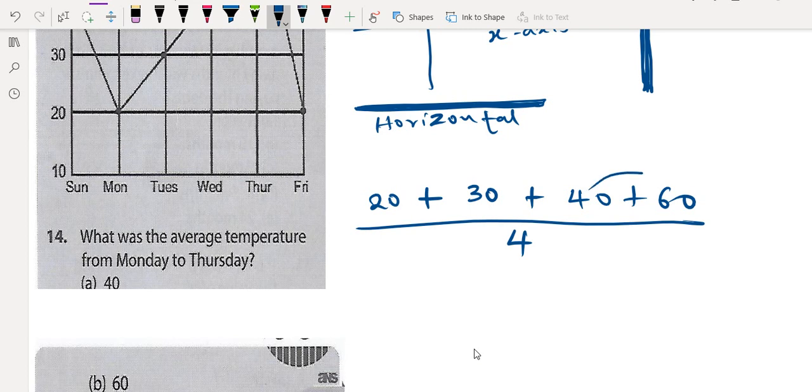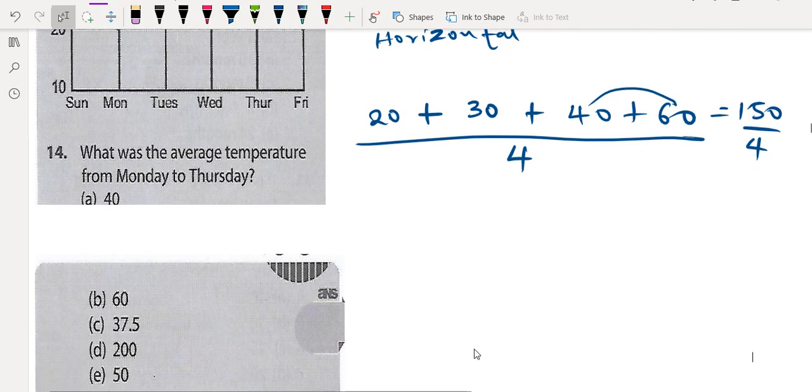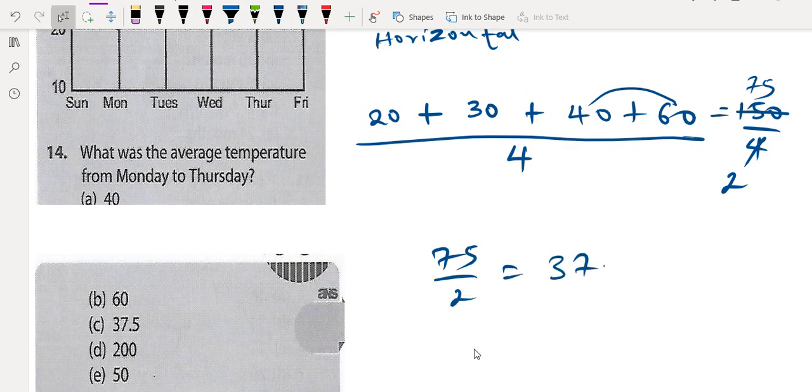So add for me. 100 plus 50. 150 over 4. And that gives us what? 2 can go into it. 1 into 150. 75 over 2. And that's what? Option.